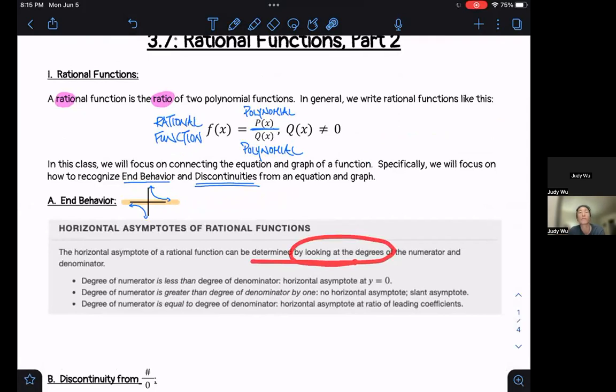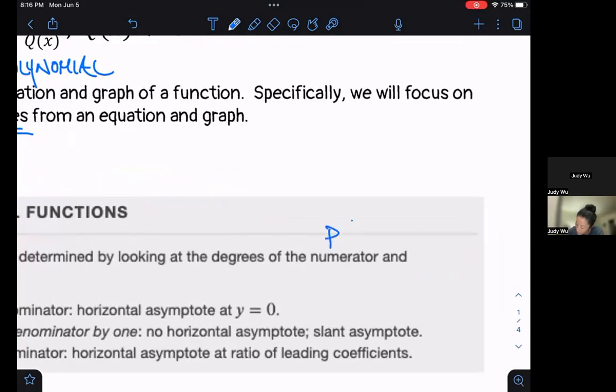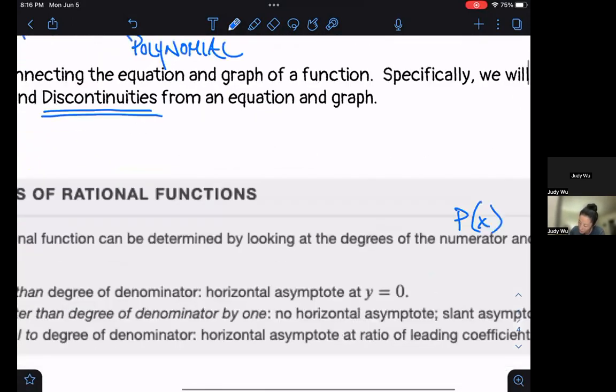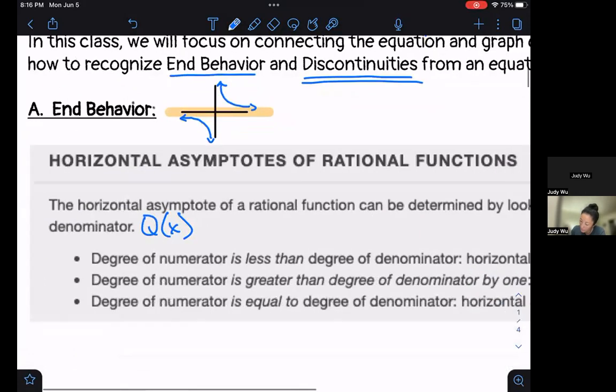So a horizontal asymptote of a rational function can be determined just by looking at the degrees. Good thing earlier in chapter 3, we talked about how to find the degrees of polynomials. So we're looking at the degrees, but the degrees of what? We're looking at the degrees of the numerator, or our p of x, and the degrees of the denominator, or our q of x. In fact, I'm going to add that onto this definition: p of x is our numerator, and this q of x is our denominator.